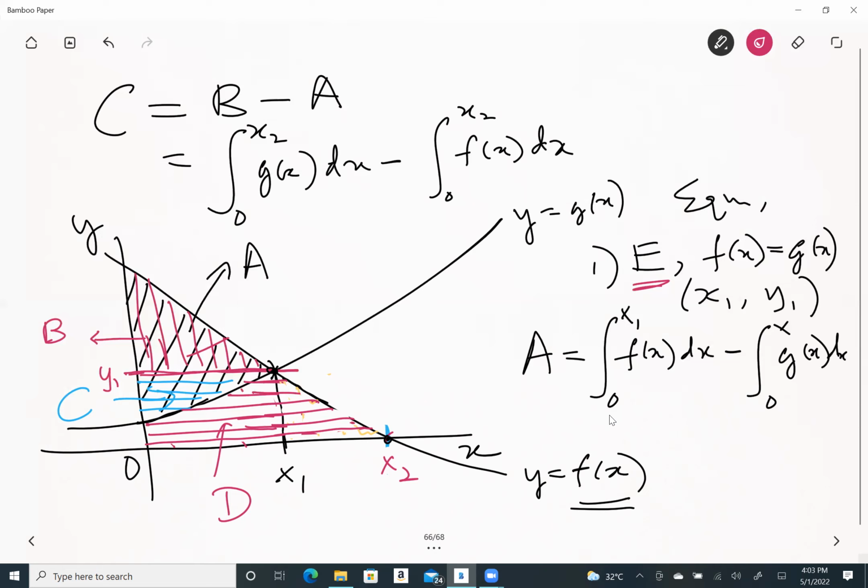Now, thing is, here we assume that I know area A. Suppose I do not know the area A. So if you do not know the area A, then you are going the long way. You need to find area A. How do you find area A? I have to subtract area under F from 0 to x1, and then I have to subtract the area under G from 0 to x1. Then only I got A. So it will be a long method.